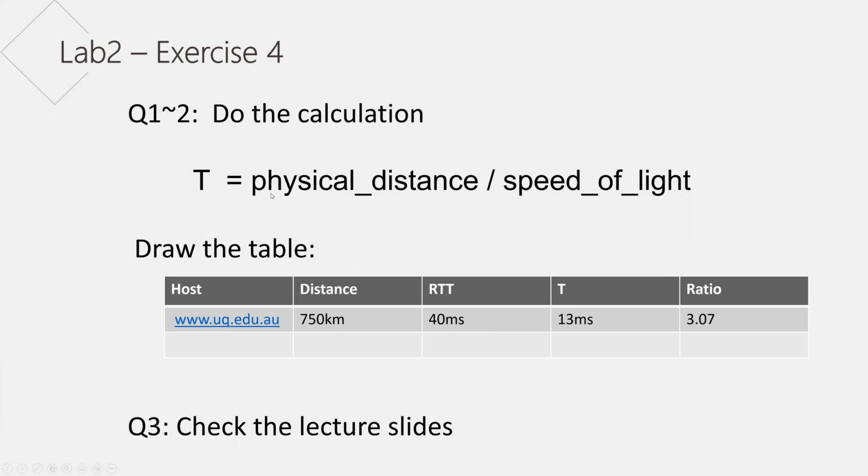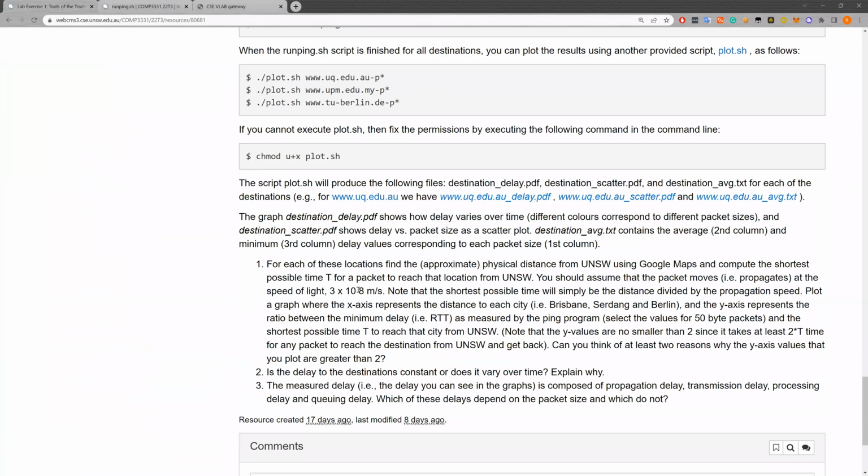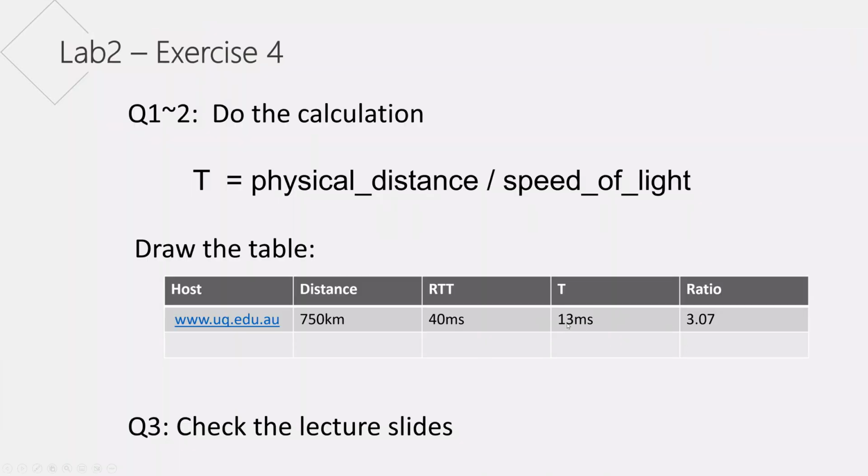The t value equals the physical distance, which is 750 kilometers, divided by the speed of light. We have indicated that the speed of light is 3 times 10 to the power of 8. I think it's somewhere here, right? So we just do the division ourselves, and we will get 13 milliseconds.